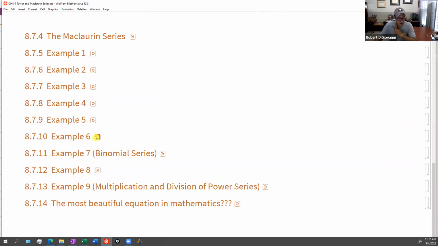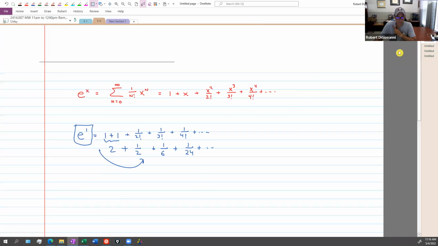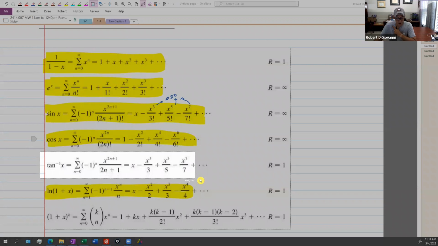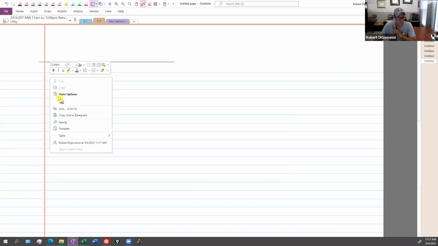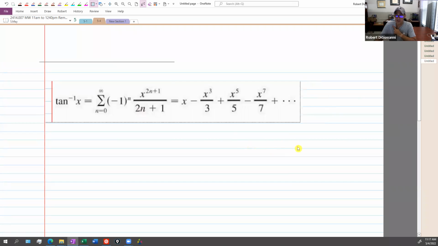Okay, so we have the series. All right, let's do the one that we haven't looked at. This one right here, arctangent. I want us to establish this series. This is a good exercise. So let's try and prove that this is the Maclaurin series for arctangent of x.